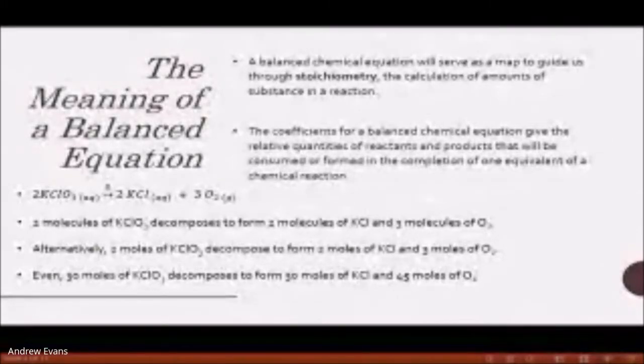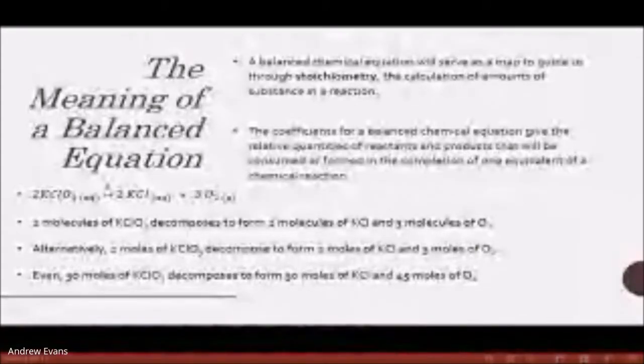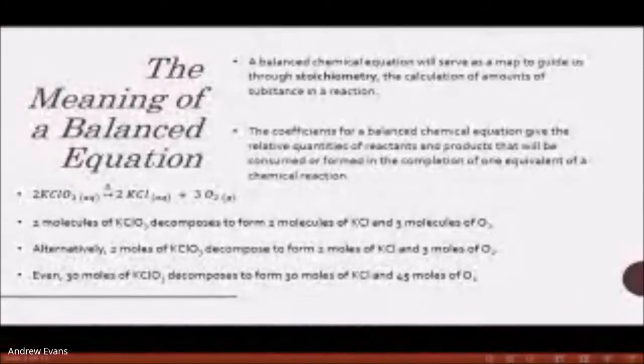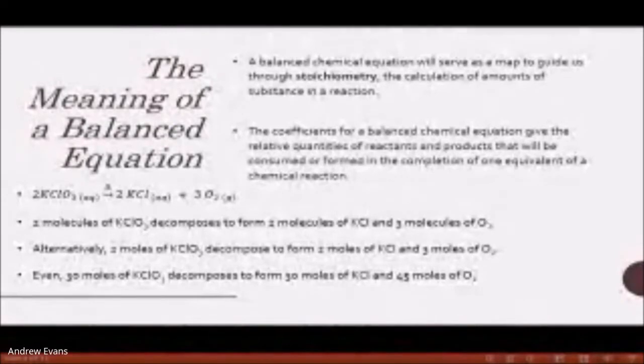So we can scale this up to say 2 moles of potassium chlorate forms 2 moles of potassium chloride and 3 moles of oxygen. And we can even scale it up so it's not so nice. If I had 30 moles of potassium chlorate, these coefficients tell me I would form 30 moles of potassium chloride and 45 moles of oxygen, because it's a 2 to 2 to 3 ratio, and it doesn't matter what I'm looking at. From moles or from molecules, I can compare all things.